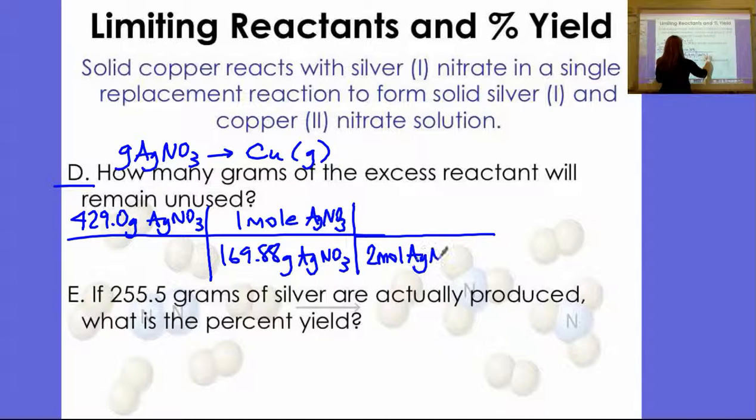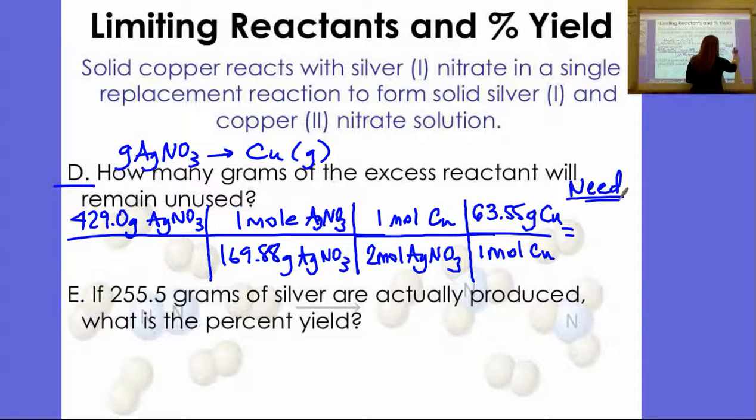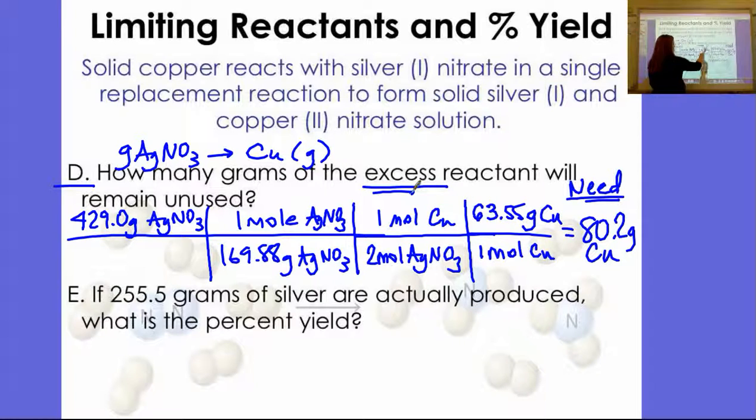Two moles of AgNO3 is equal to 1 mole of copper, and then to get to grams, 1 mole of copper we said was 63.55 grams. So how many grams will remain unused? First I have to figure out how many I actually need. And I need 80.2 grams of copper. That's how much I need. How much excess did I have? Again, we said excess was have minus need.